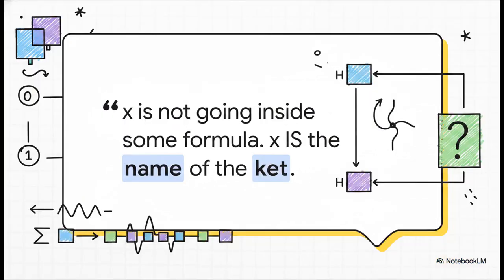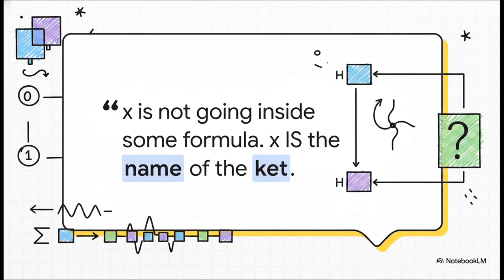Okay, we need to clear up the single biggest mathematical roadblock that trips up almost every student. When you're staring at your textbook and you see that Ket X notation inside a giant summation representing all the inputs in a superposition, remember this trick. X is just the binary label for the physical qubits. It is not a variable substitution like you'd see in classical algebra.